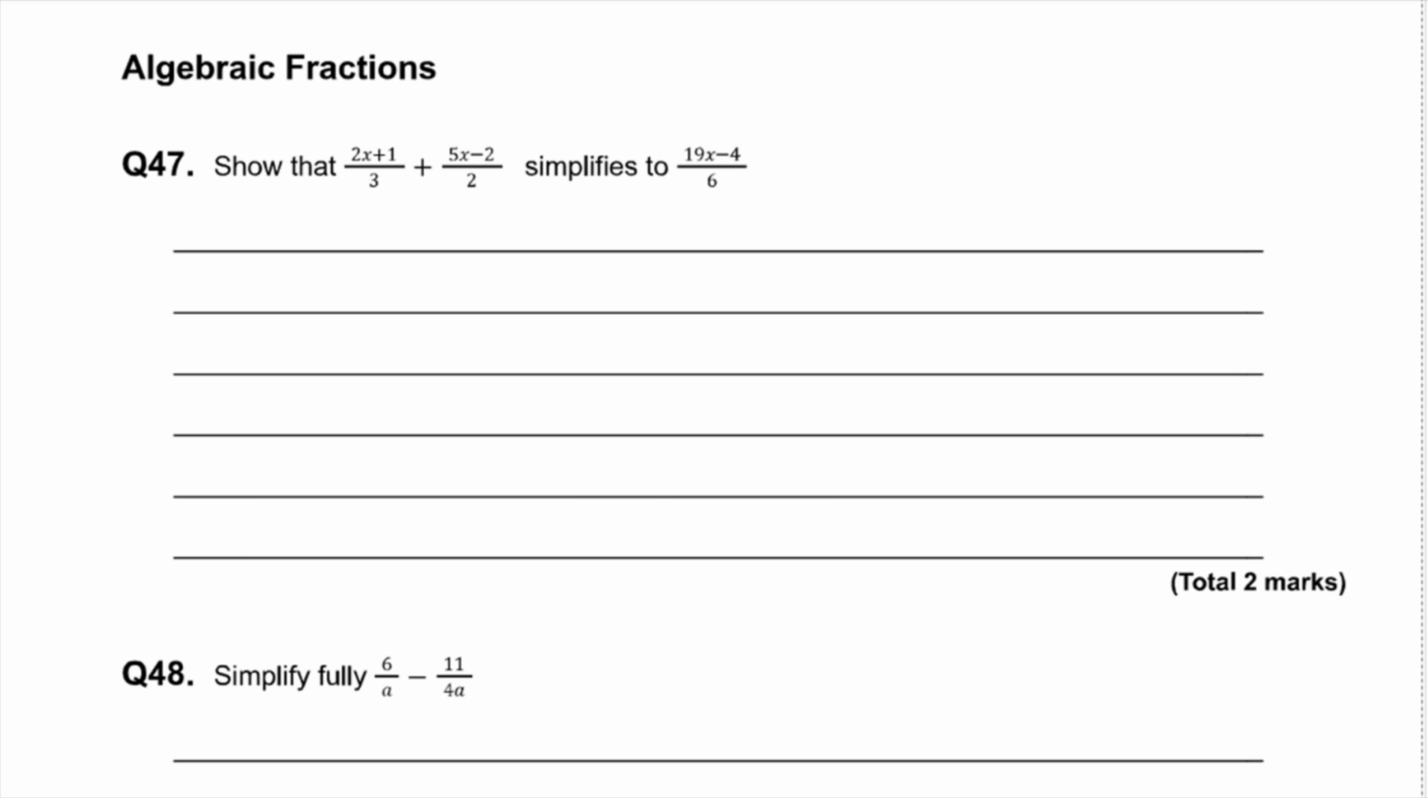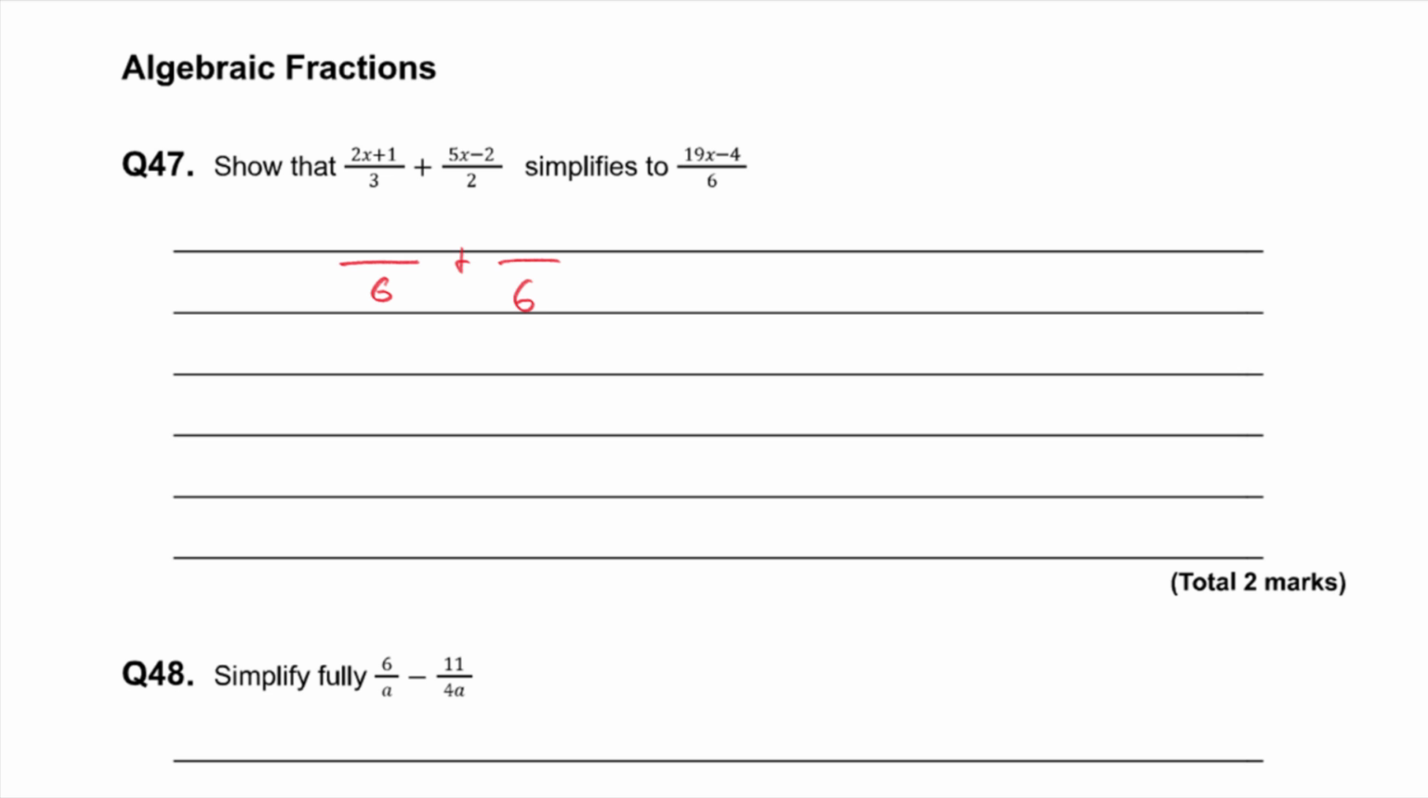Final section, algebraic fractions. Show that (2x plus 1) over 3 plus (5x minus 2) over 2 simplifies to (19x minus 4) over 6. Now the thing to remember about algebraic fractions is that they behave exactly the same way as fractions. Okay, so what you do with fractions, if it was a number, that's what you do with fractions if they're algebraic. You do the same thing. So here, if I've got two fractions with different denominators, I have to make the denominators the same. So if I've got 3 and 2, the common denominator is 6, isn't it? So how do I change them into 6?